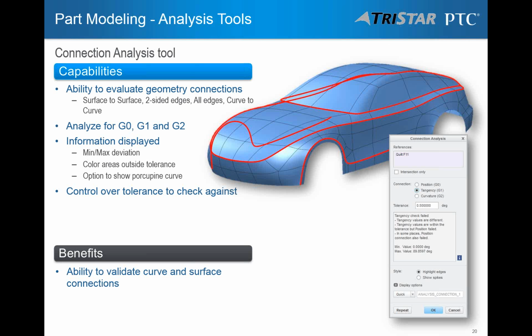We have some new analysis tools for analyzing the connection of surfaces. We have the ability to evaluate geometric connections: surface to surface, two-sided edges, all edges, curve to curve. We have the ability to analyze for position, tangency, and curvature. The information that can be displayed is the min and maximum deviation, color areas outside of tolerance, and the option to show the porcupine curve. We also have control over which tolerance to check against. The benefits here are the ability to validate curve and surface connections.